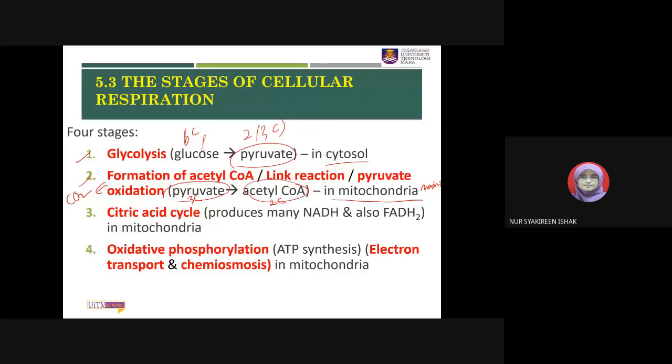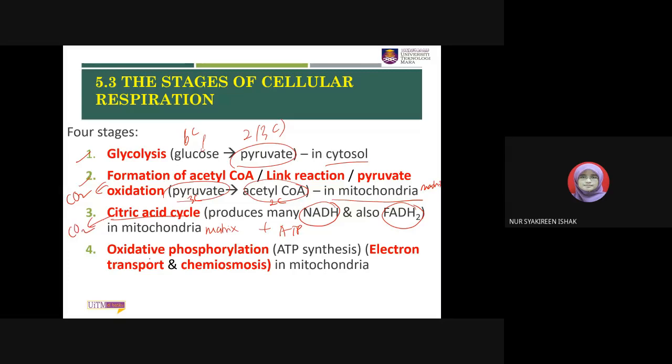So the third stage is the citric acid cycle. The citric acid cycle also occurs in the matrix of mitochondria. During this stage, it produces NADH and also FADH2 and also ATP. The last stage is oxidative phosphorylation. The citric acid cycle also produces carbon dioxide as a byproduct.